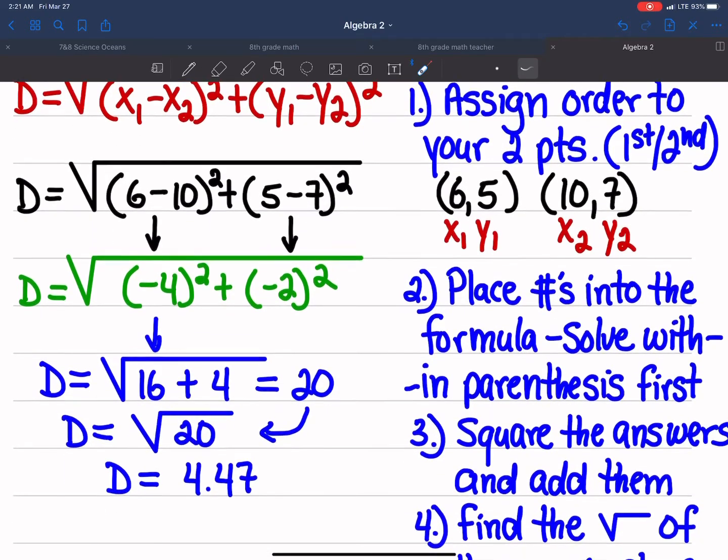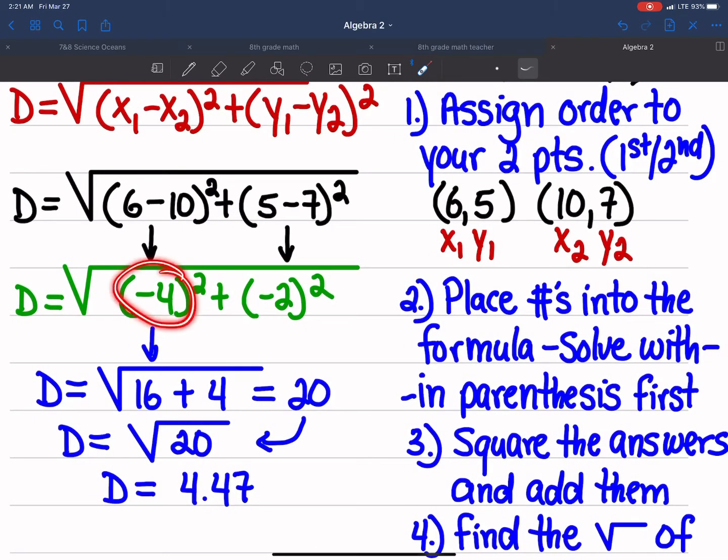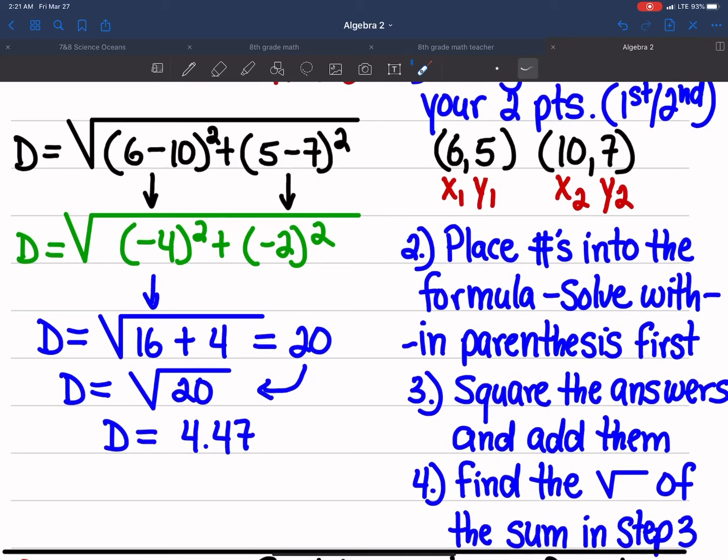All right, so step number 3 tells me to square the answers and add them. So I'm going to square the answers. There's 16 plus 4, and when I add them, I get 20. And then I find the square root. Step number 4, find the square root of the sum in step number 3. So the distance between (6, 5) and (10, 7) is the square root of 20, which is 4.47. And so I have my answer right there.